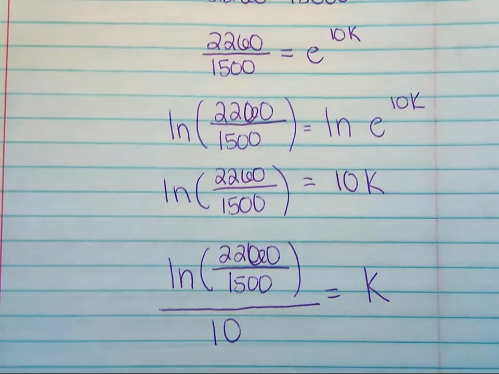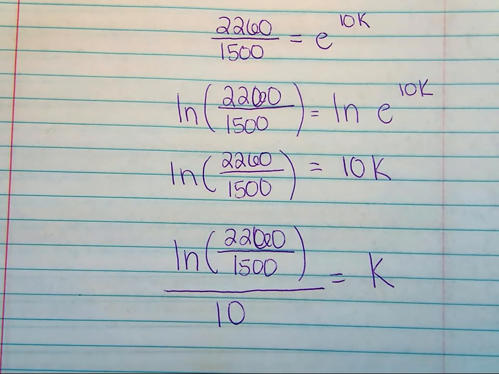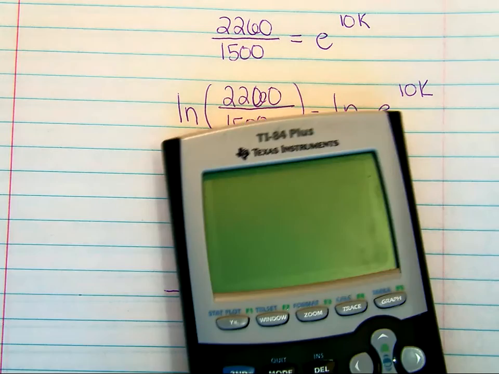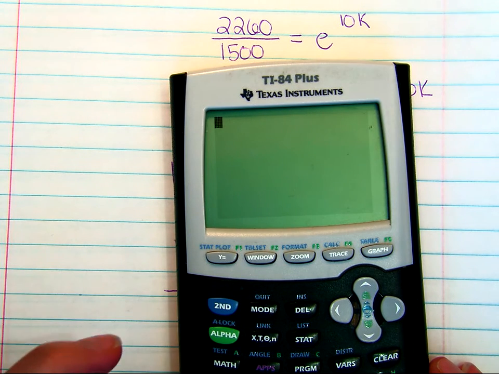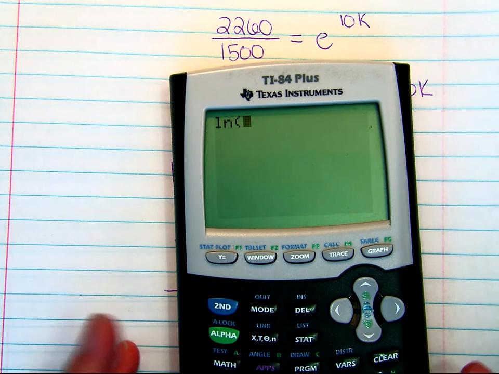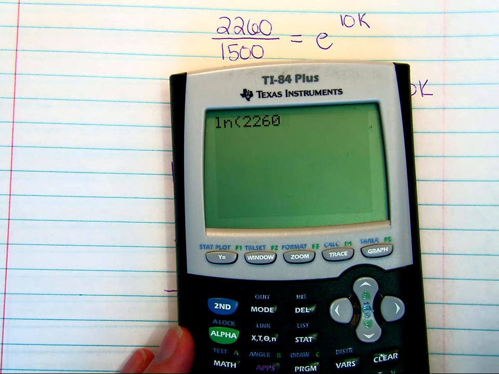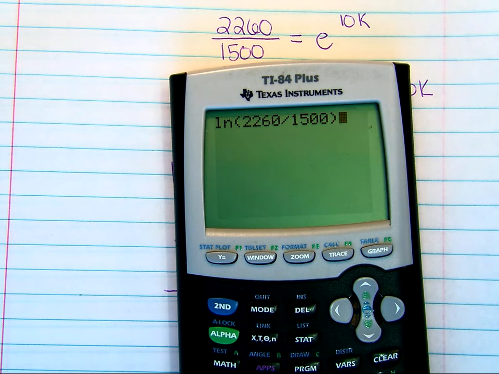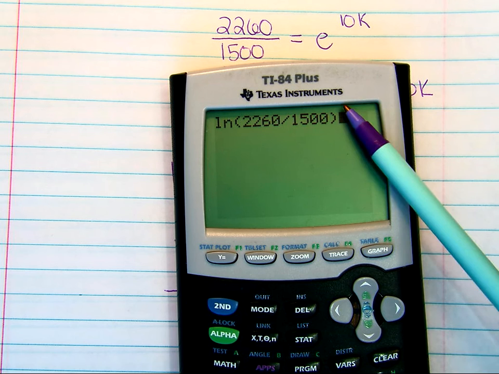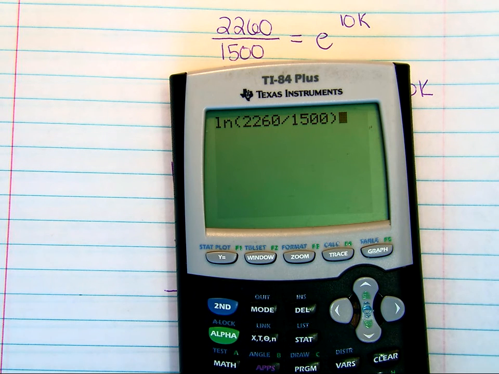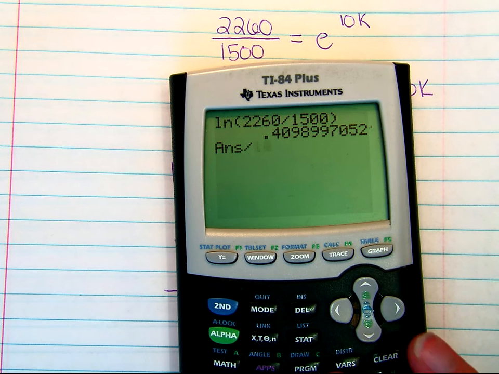Some of you need to remember to be super careful when you're doing this in your calculator. You're forgetting a lot of parentheses. So I'm going to do the natural log of 2,260 divided by 1,500. I'm going to remember to close the parentheses because I want them to divide, then evaluate my division. If you leave off that parenthesis, it will not do that. Then I want to take that and divide it by 10.